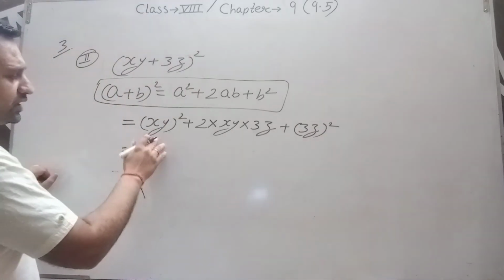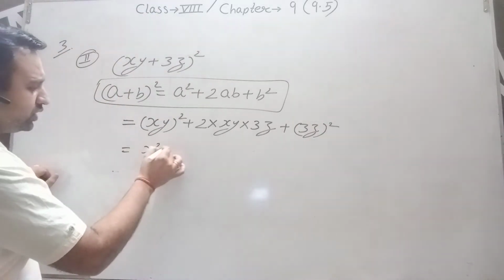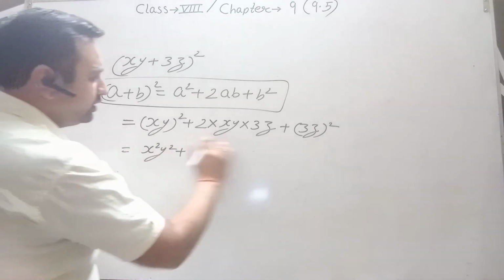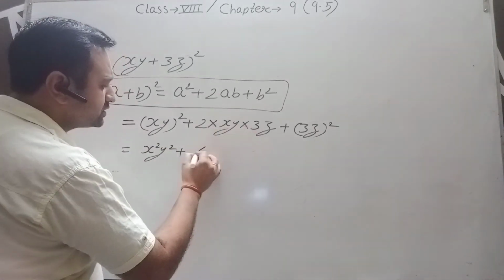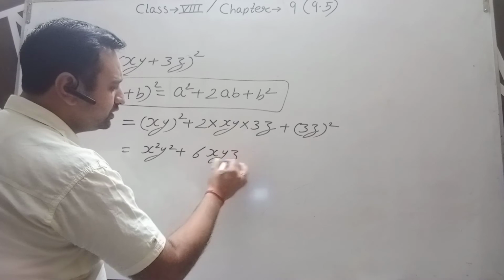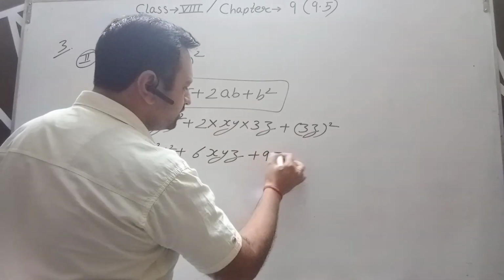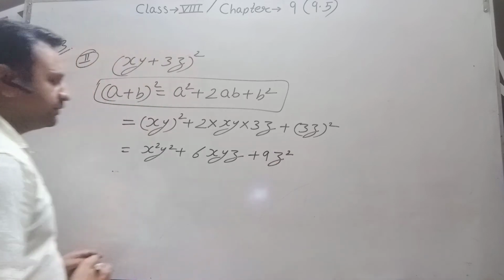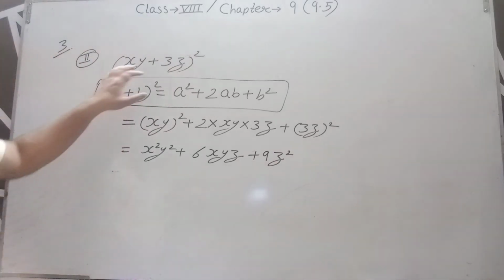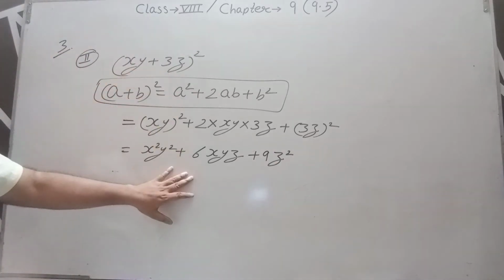x into xy into x into y, x²y², and multiply 2 times 3 is 6xyz, and 3z multiply 3z is 9z². So it is the answer of (xy + 3z) whole square.